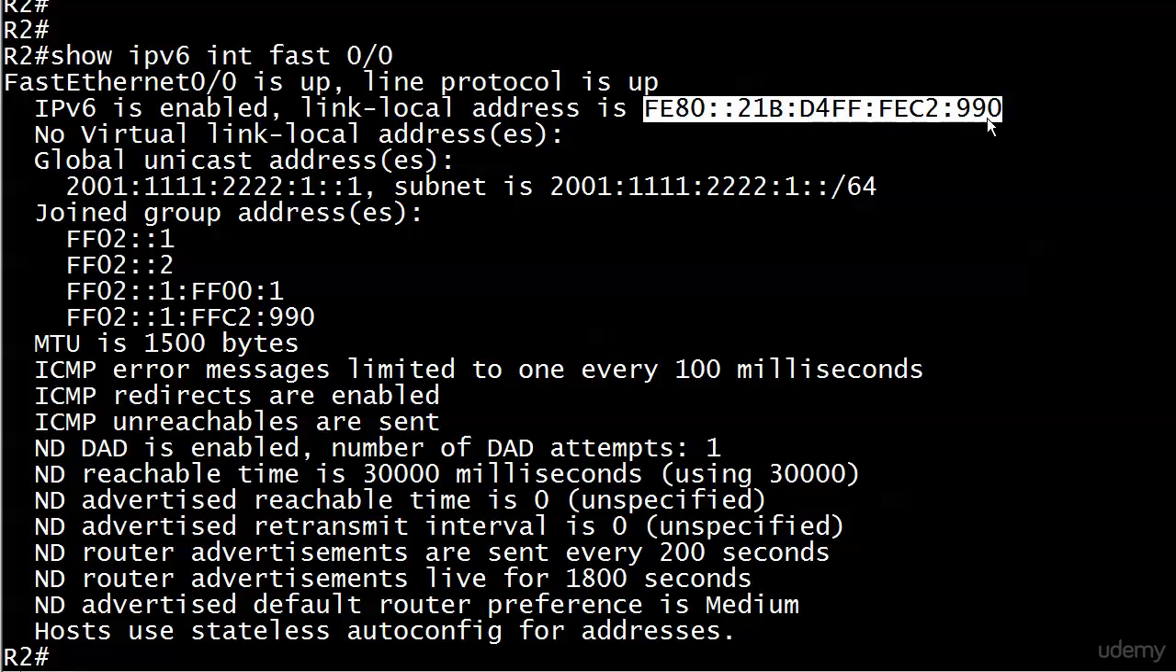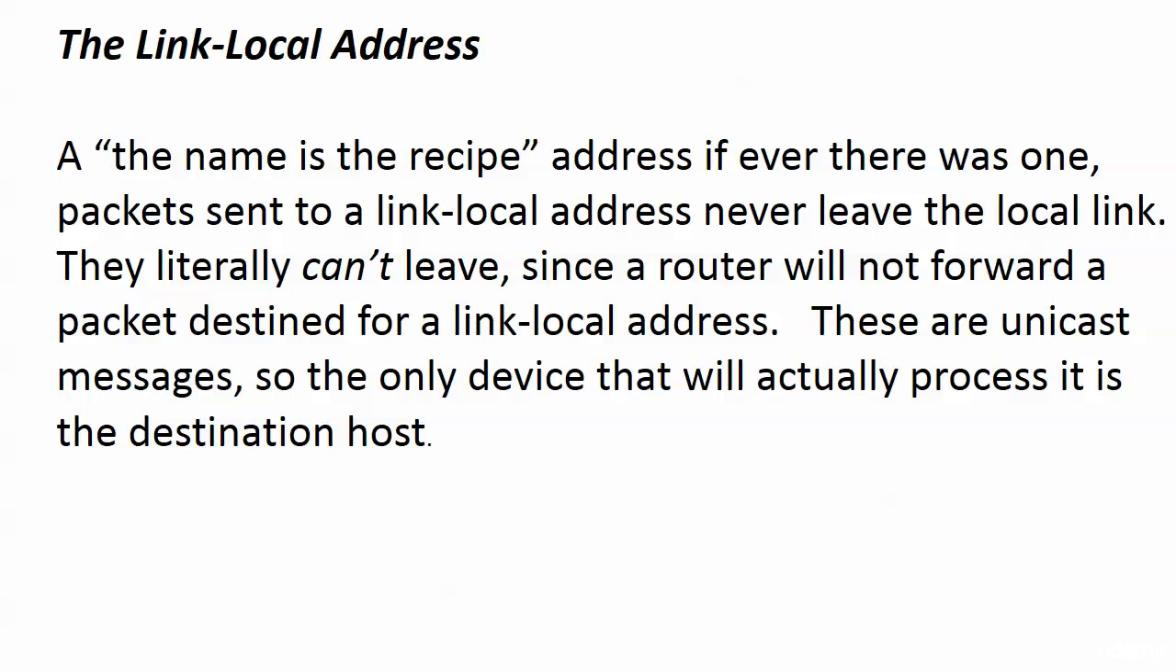So let's see, what is the deal with these link local addresses? Where did that come from? And what is its purpose? Sounds like we're talking about UFOs. You know, where do they come from? Why are they here? Well, let's see what the link local address is all about and why it's here.